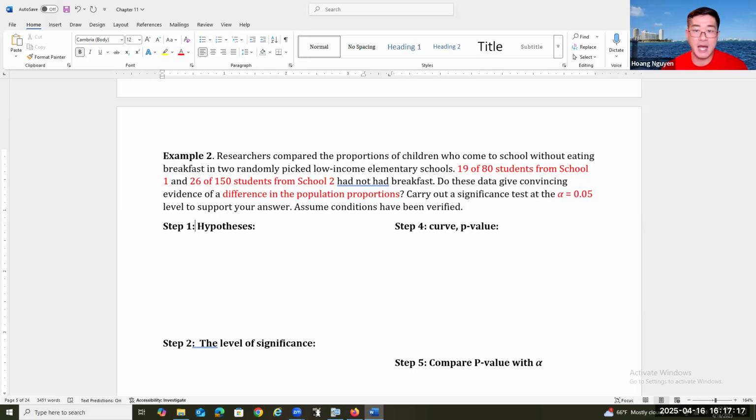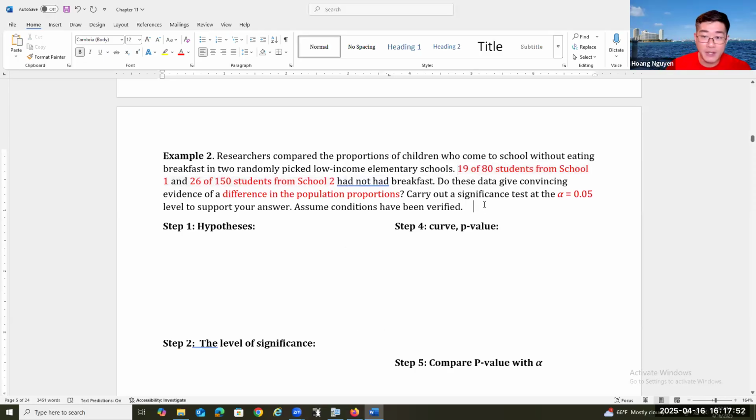This researcher said that there is a difference in the proportion of children who come to school without having breakfast between those two different schools. So for school number 1 and school number 2, we're gonna compare the proportion of students who don't have breakfast before they come to school. So we're gonna compare two proportions, and those two samples are independent, right? After you select a student from school number 1, you don't know which student we're gonna select from school number 2. So they're independent.